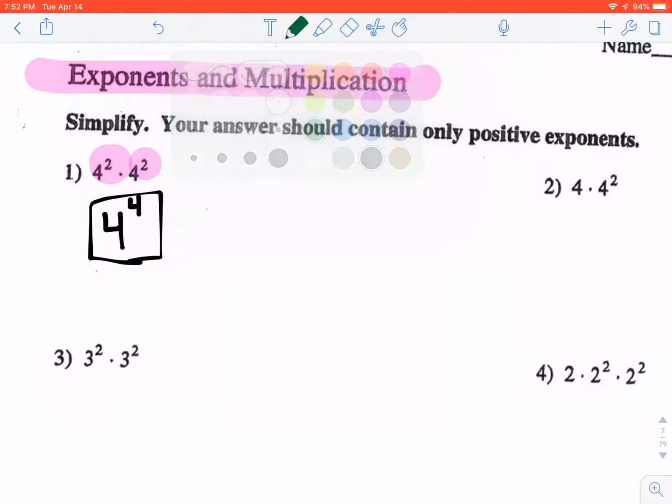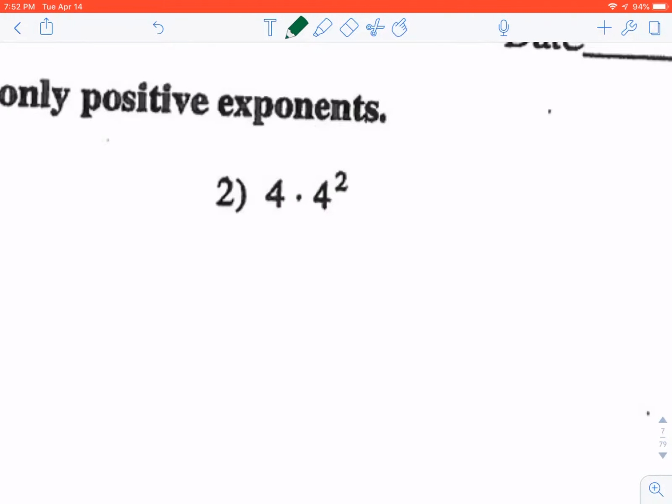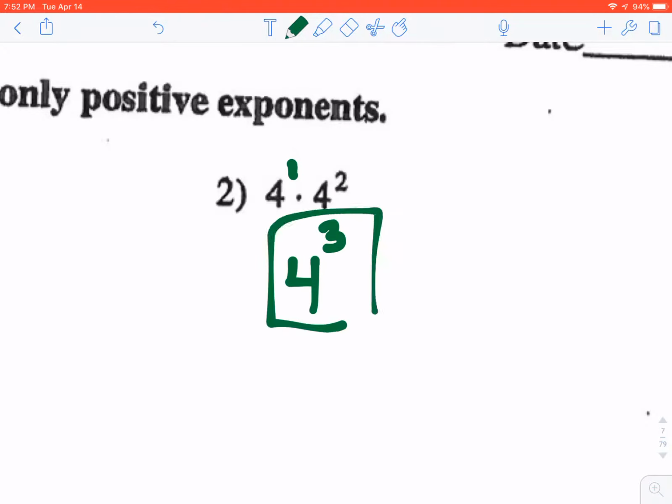Number 2, you cannot see the exponent on the first base, so put a 1 above. You are multiplying same base, so we are rewriting the base of 4. Add your exponents. 1 plus 2 is 3. So 4 to the 3rd.